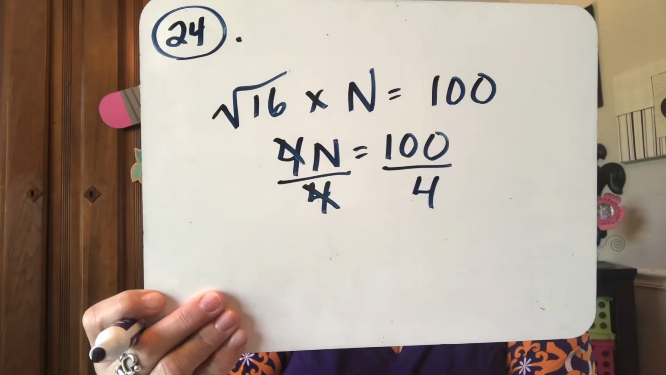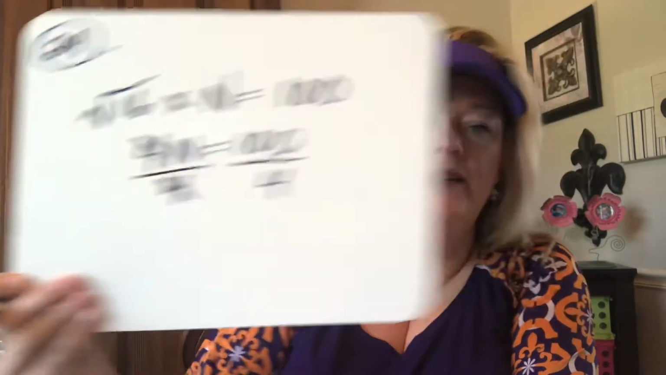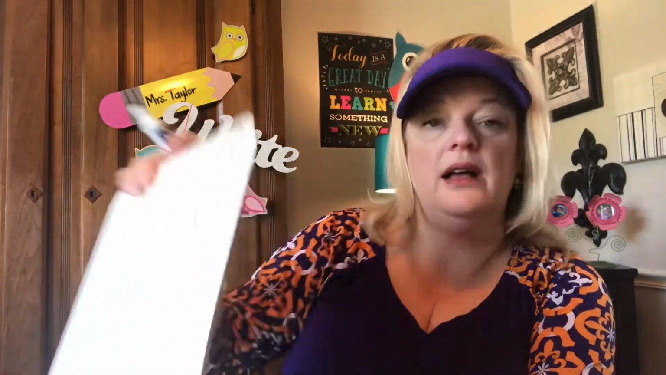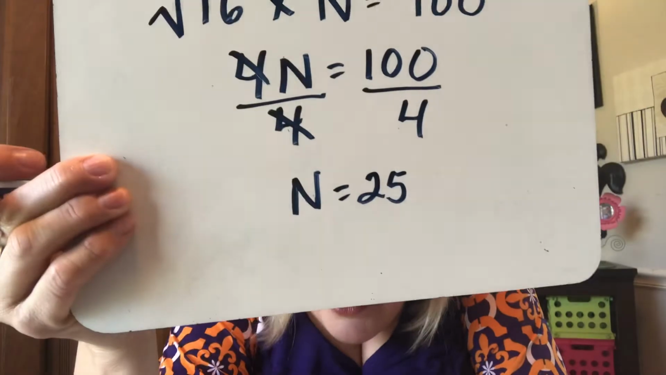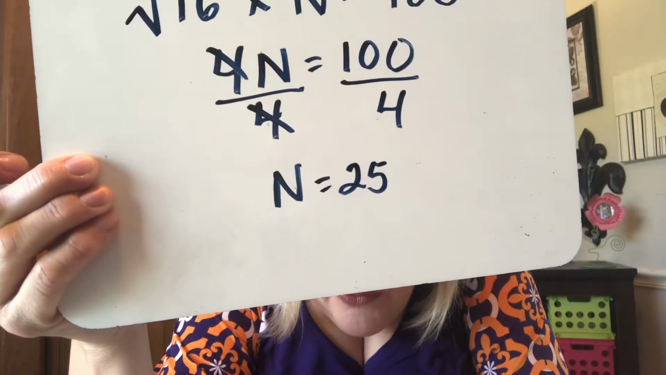How many quarters are in a dollar, Ray? Yeah. So n is equal to 25. See how smart you guys are? You didn't even need my help for that. No, you didn't. All right, well, that was number 24. Let's look at number 25. Again, it's a simple equation.